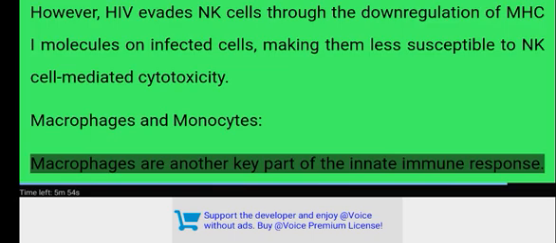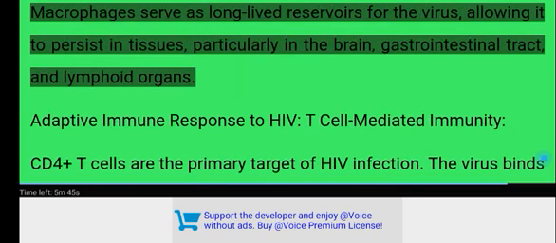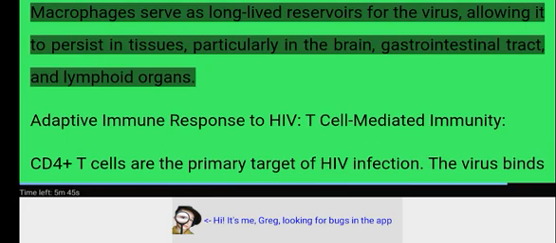Macrophages and monocytes. Macrophages are another key part of the innate immune response. They phagocytose HIV particles in infected cells and produce pro-inflammatory cytokines like TNF-alpha, IL-1, and IL-6, which contribute to the inflammatory environment. Macrophages serve as long-lived reservoirs for the virus, allowing it to persist in tissues, particularly in the brain, gastrointestinal tract, and lymphoid organs.